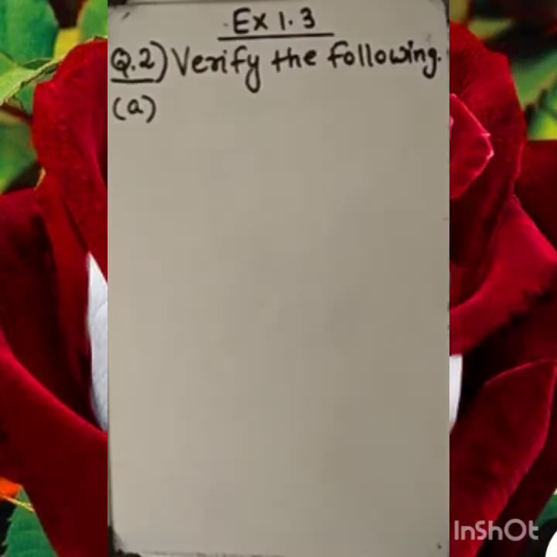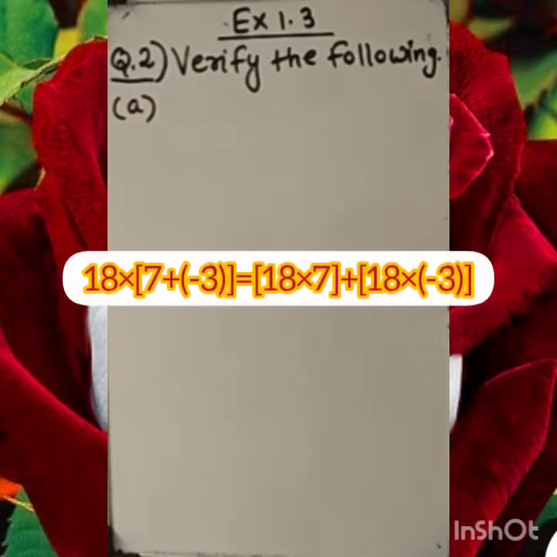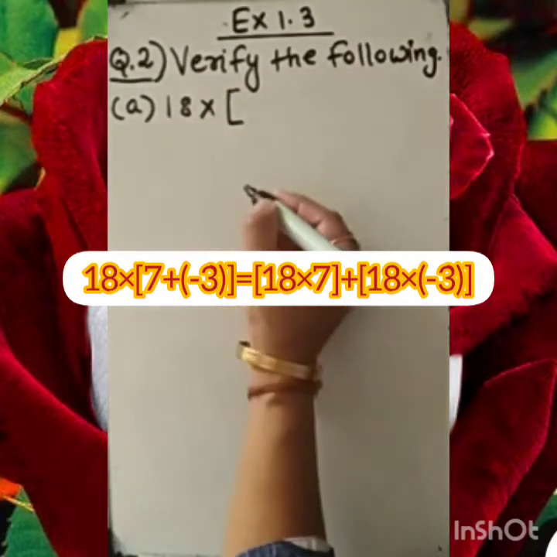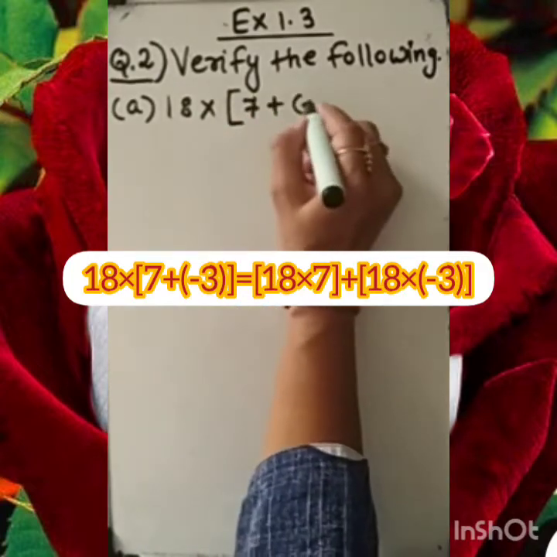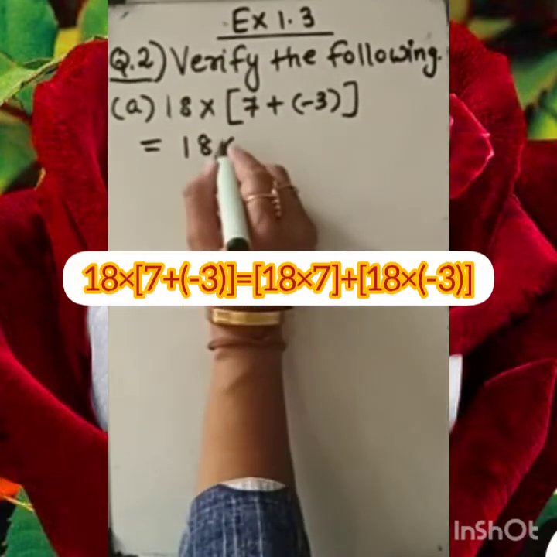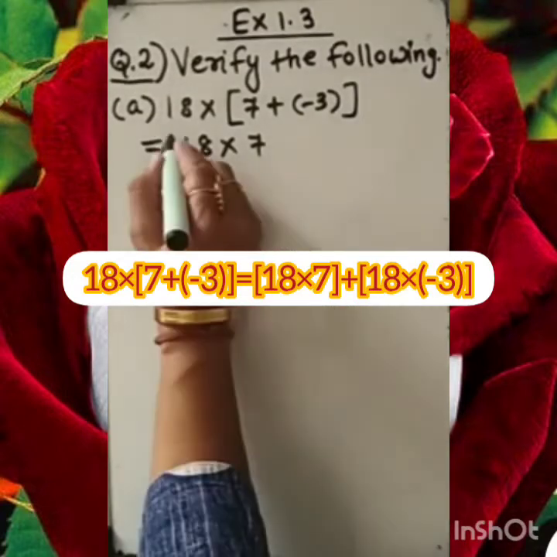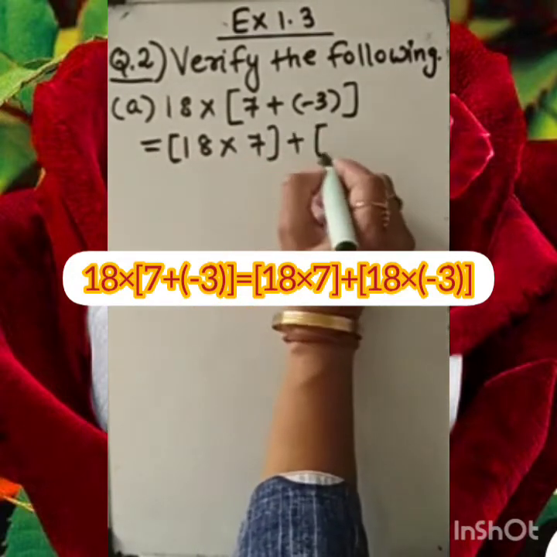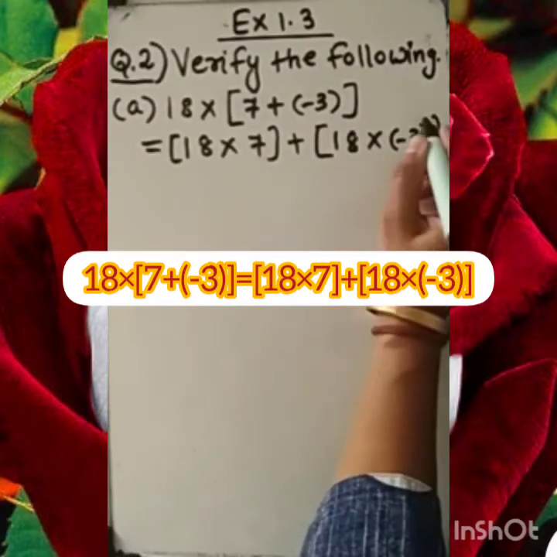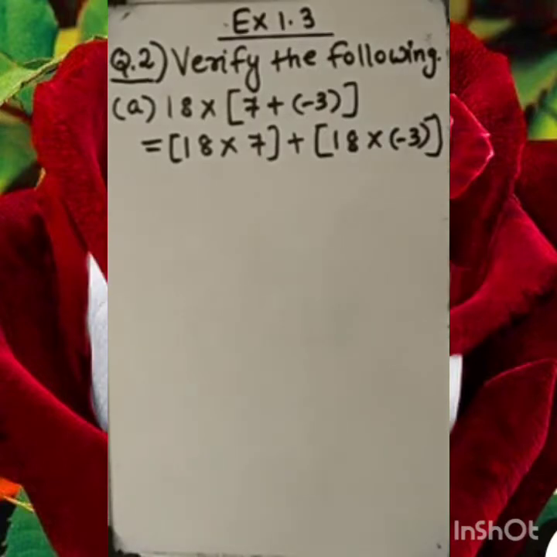Okay, my dear students, here is exercise 1.3, question number 2. Verify the following. Let's start with part A. We are given 18 into the bracket of 7 plus minus 3, which is equal to 18 into 7 in one bracket plus, in another bracket, 18 into minus 3. Fine. We have to prove both sides are similar.